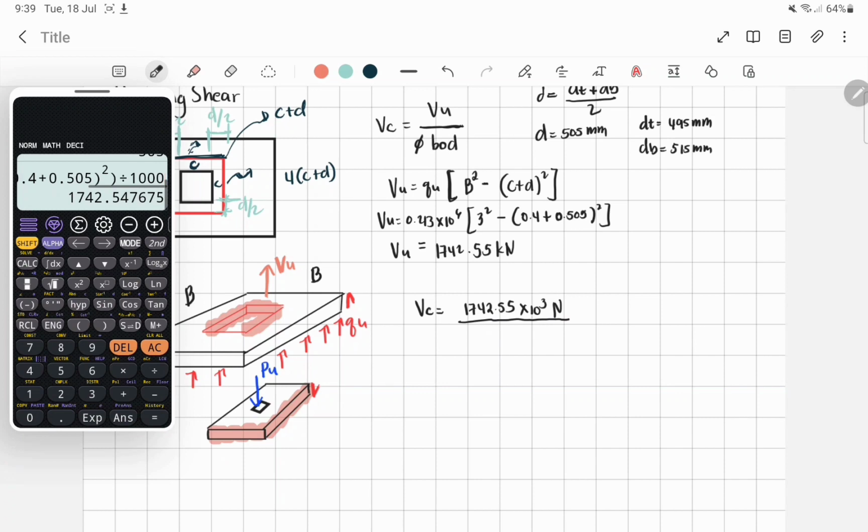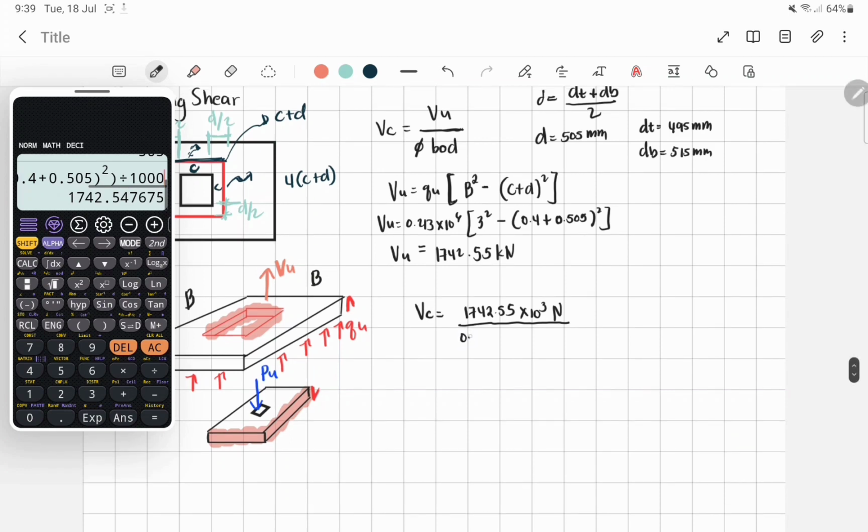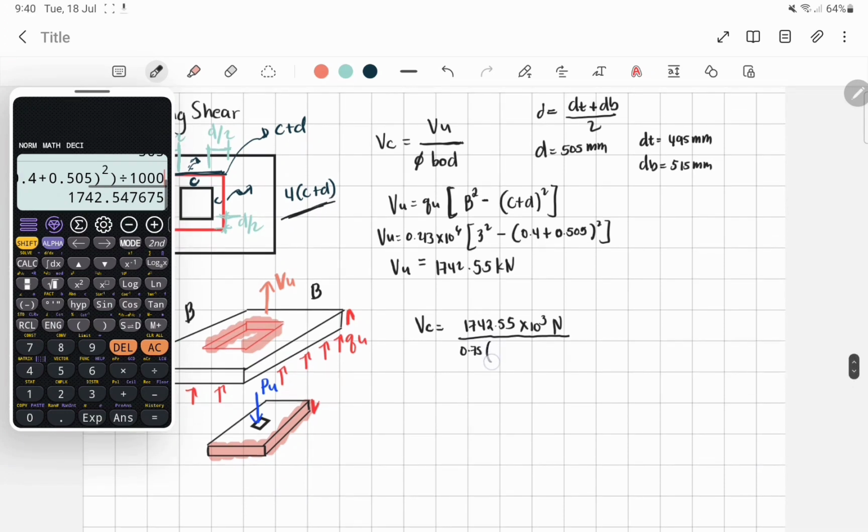So again, the reduction factor for shearing stress is thus only 0.75. And then BOD, I'll discuss it with you now. This is it. Perimeter, that is 4 times (C, which is 400, since the first is in megapascal) plus the effective depth, that is 505. So this is the perimeter or BOD, and then we have to multiply it again by the effective depth.